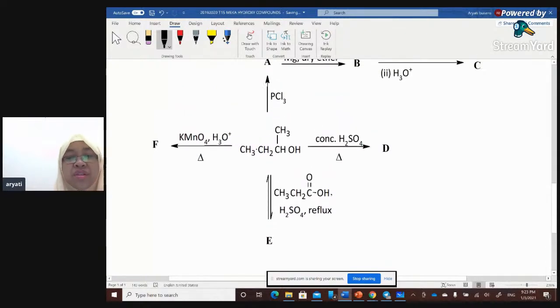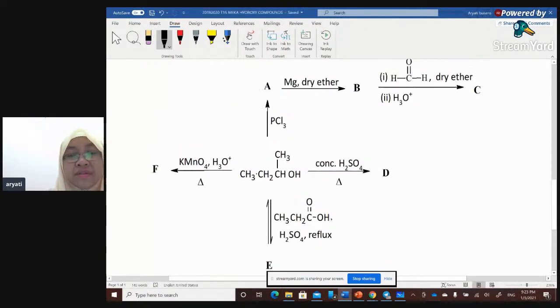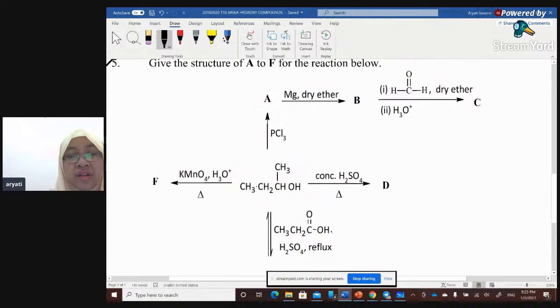Okay. So this is an alcohol. Alcohol react dengan PCl3. So dia akan buat nucleophilic substitution reaction. OH will be substituted with Cl.